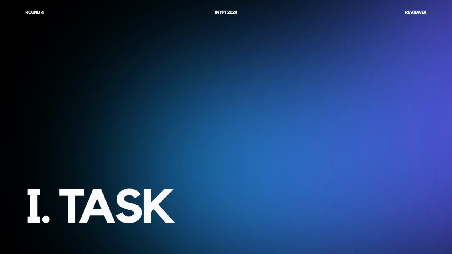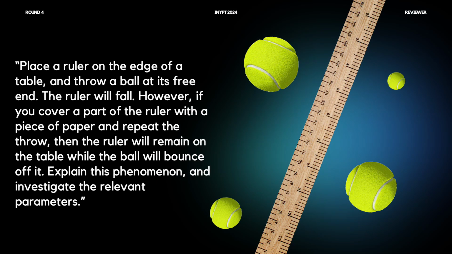Starting off firstly with the task. The task is, and I quote, place a ruler on the edge of a table and throw a ball at its free end. The ruler will fall. However, if you cover a part of the ruler with a piece of paper and repeat the throw, then the ruler will remain on the table while the ball will bounce off it. Explain this phenomenon and investigate the relevant parameters.